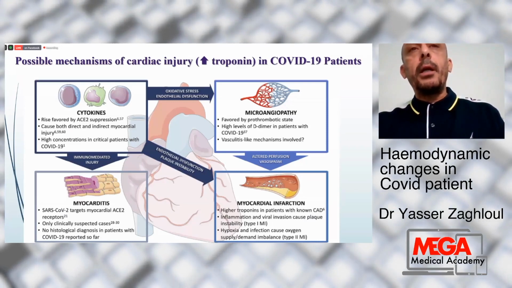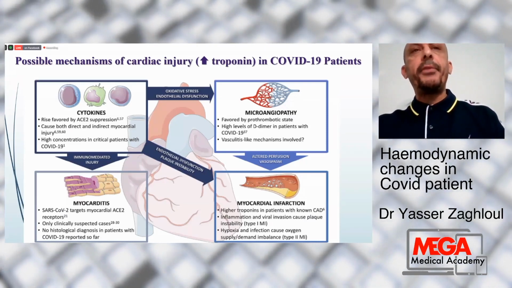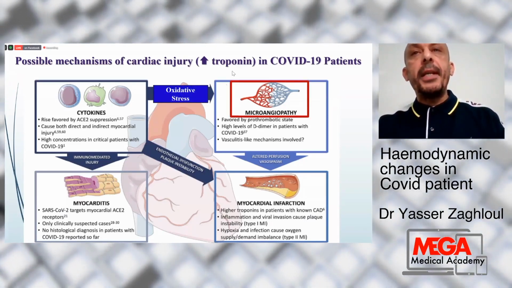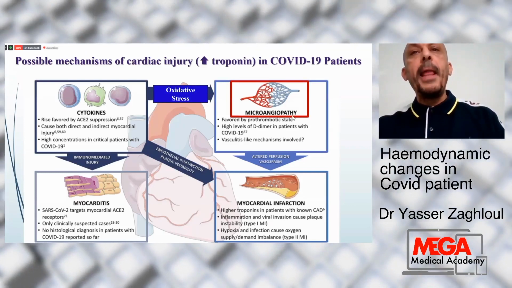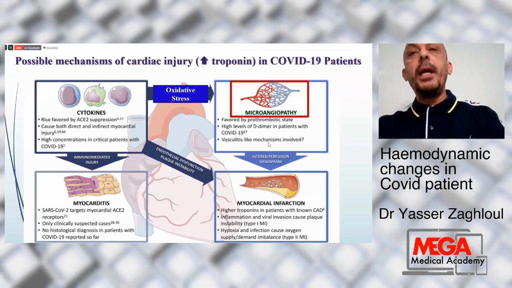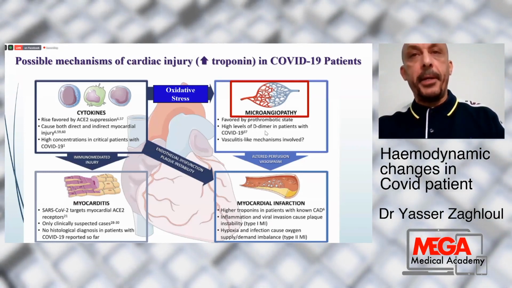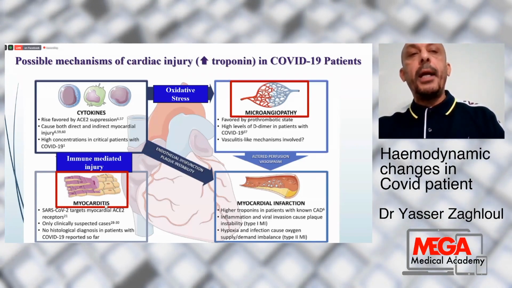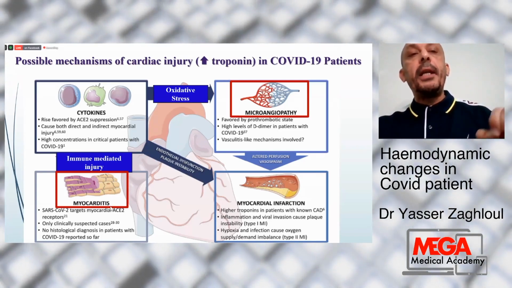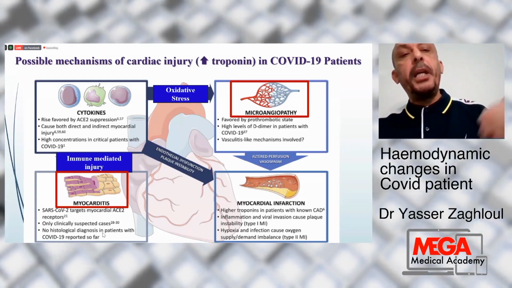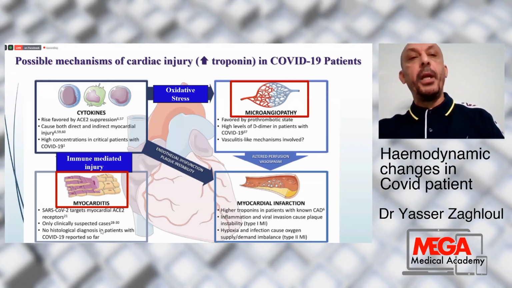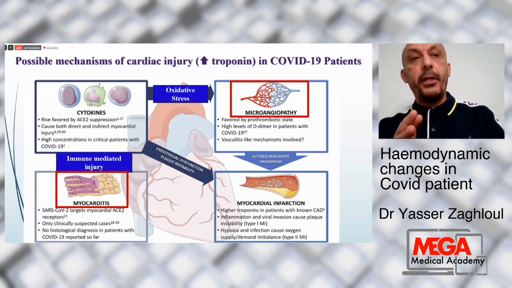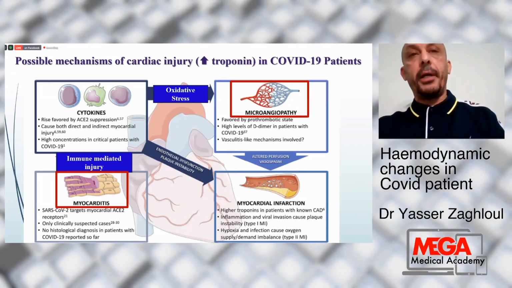How does the cardiac injury happen in COVID patients? We have different mechanisms. Due to the release of cytokines, we have oxidative stress, which causes microangiopathy and a vasculitis-like mechanism, and this is characterized by high D-dimer. The second mechanism is immune-mediated injury, and this may cause myocarditis. But myocarditis actually is a clinical diagnosis, and it should be proved by biopsy, myocardial biopsy.